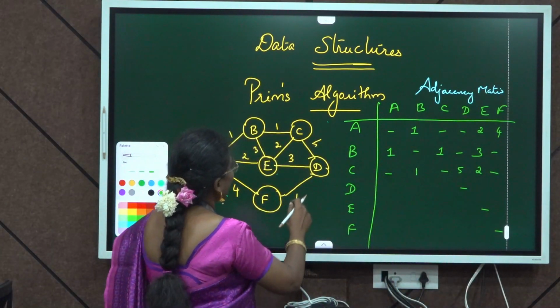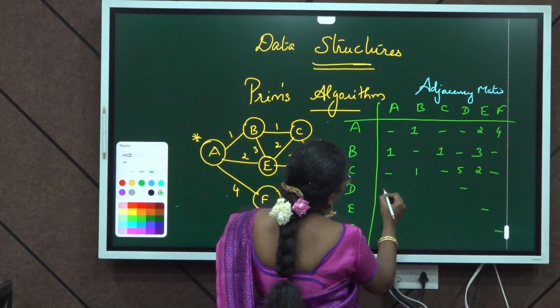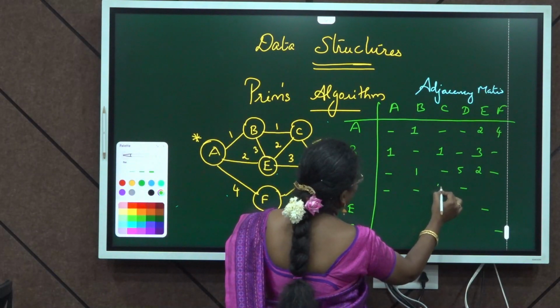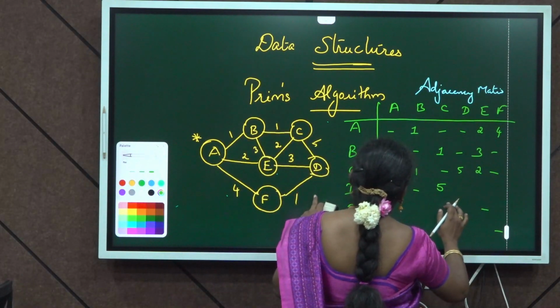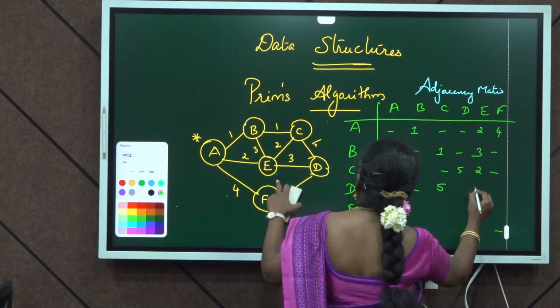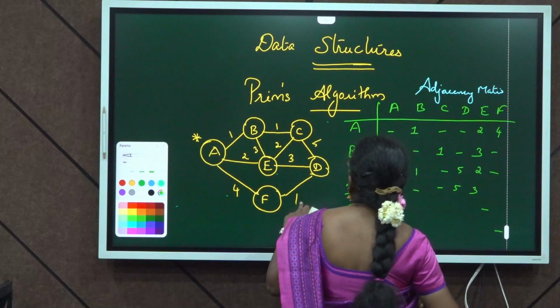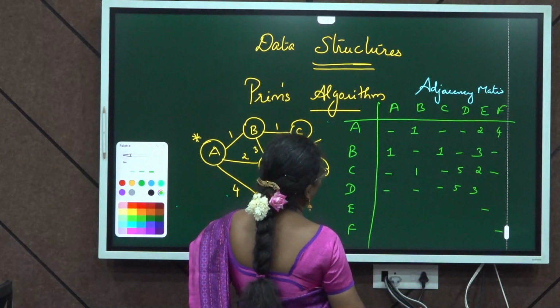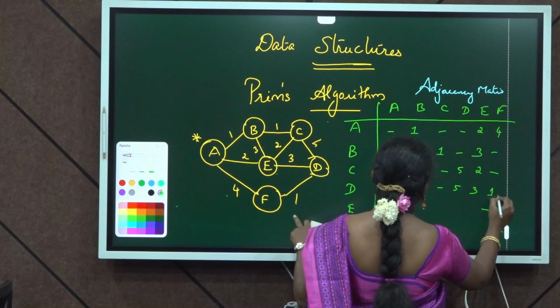And from D we have 3 possible paths. One is to C with cost as 5, then to E it is cost as 3, and then we have to F as 1.